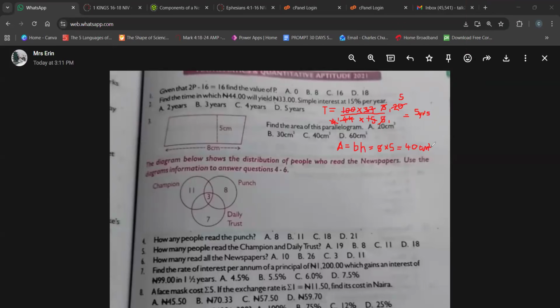Okay, the next question is a Venn diagram. It's called a Venn diagram. I'm sure you girls must have seen it in other questions, and it's very common in mathematics. It gives you information. I understand. I heard you.